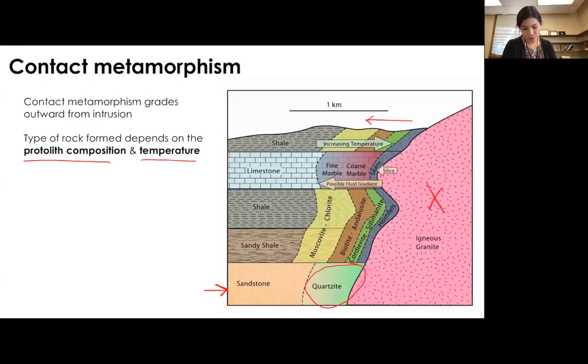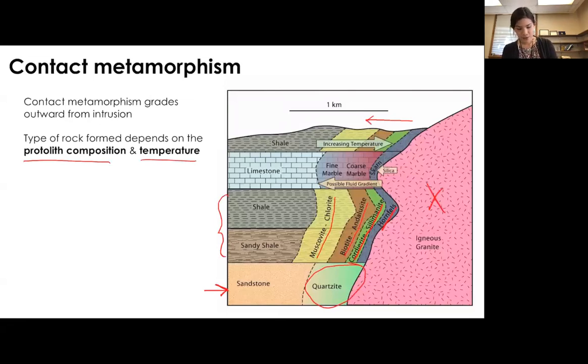However, as we get into shales, we start to see more of a gradation. And so this is reflecting how clays change as they are subject to higher temperatures. Under lower temperatures, we tend to get some metamorphic rocks that contain muscovite and chlorite minerals. Under higher temperatures, that'll change to biotite and andalusite. Even higher temperatures, we'll get cordierite and sillimanite minerals. And then last, we'll get hornfels.